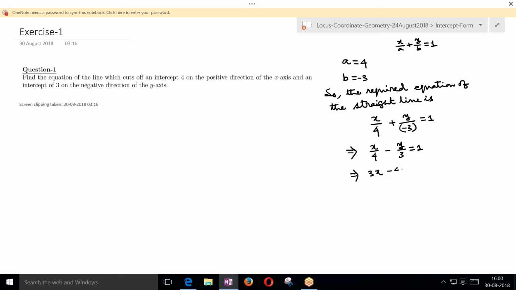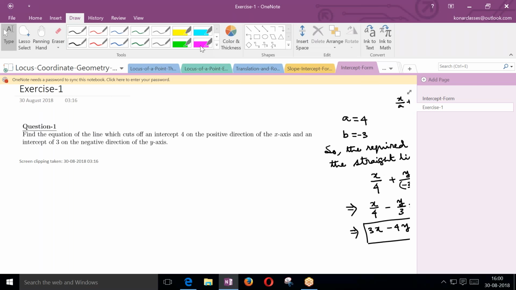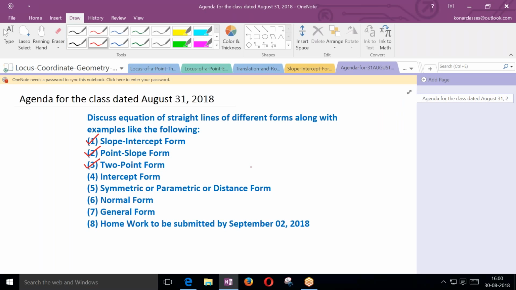This is pretty straightforward. I hope you understood. And then let's now proceed for the next point. So what we did so far is that intercept form also we are able to do. Now we are done with the first 4. Next one coming is what is called the symmetric or parametric or distance form.